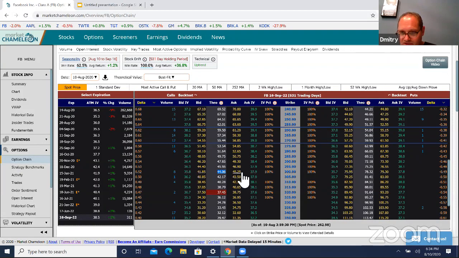Which is like 4%, 5%. So it's significant. It adds up in percentage terms. It could be significant. Keep an eye out for the bid-ask spread.